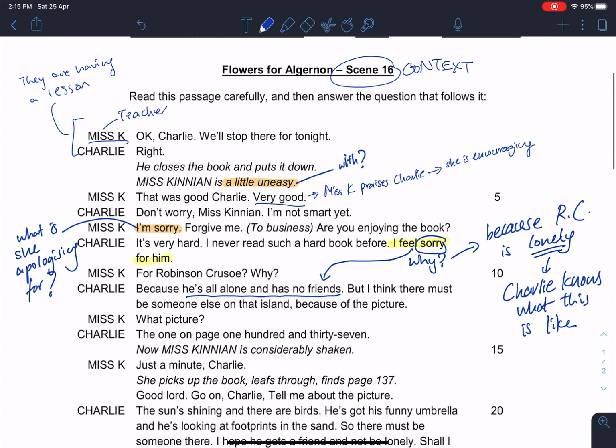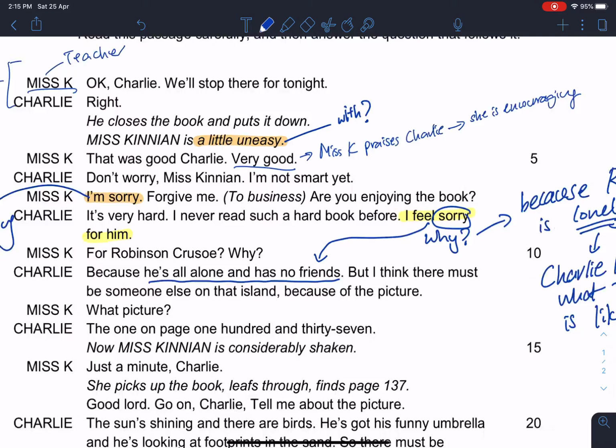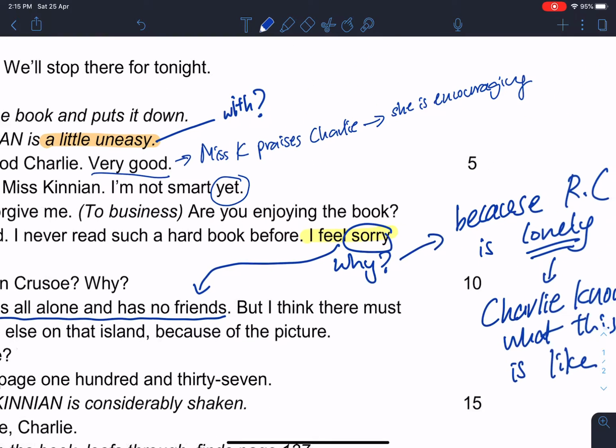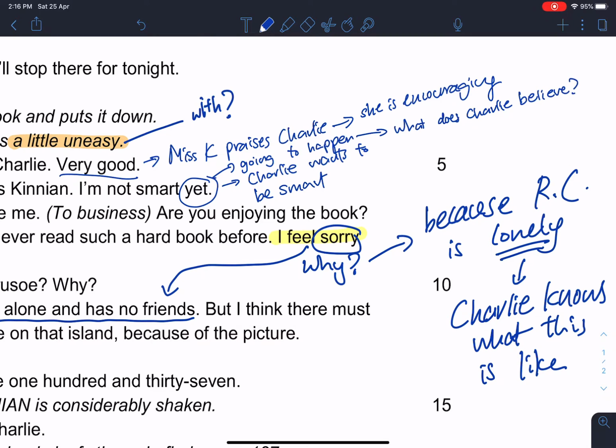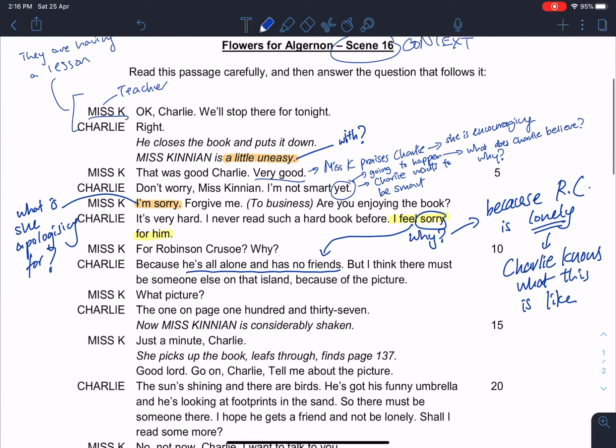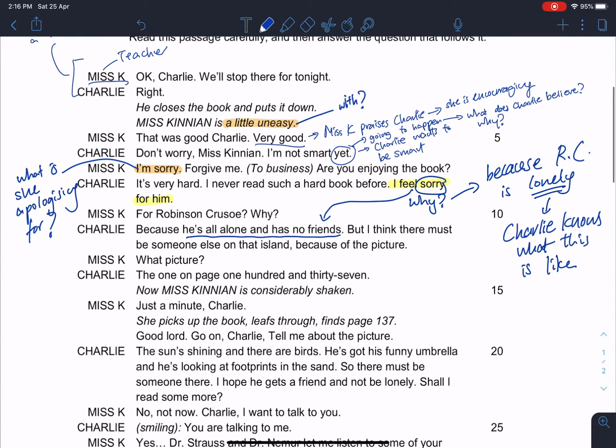So if we look at Charlie, what does he say? Don't worry, Miss Kenyon, I'm not smart yet. Okay, so this tells me, what does Charlie want? Charlie wants to be smart, right? What does yet tell me? It means it is going to happen, right? So if Charlie believes that this is going to happen, what does Charlie believe and why? What is his overall attitude? Is he optimistic, pessimistic, and so on and so forth? Okay, then we already looked at that part.